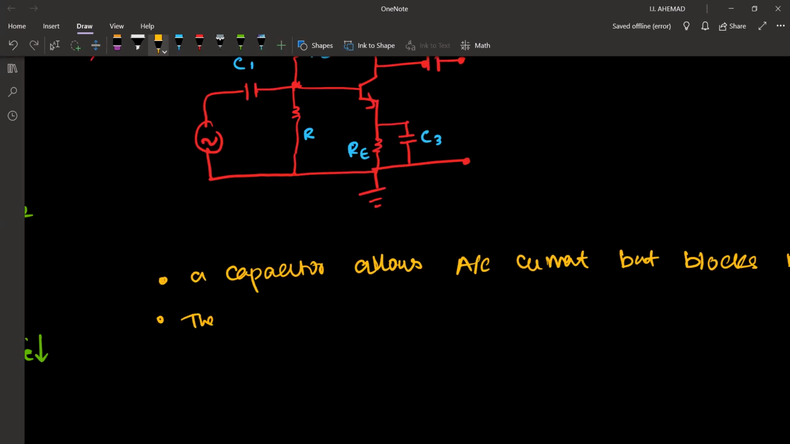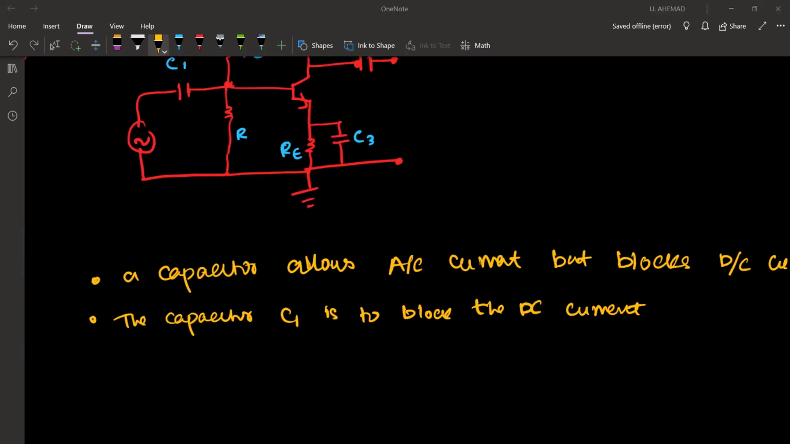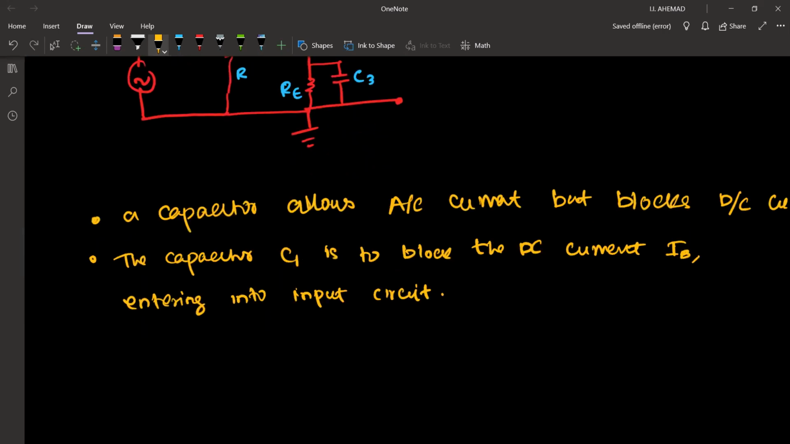So let's write the capacitor C1. The capacitor C1 is to block the DC current IB entering into the input circuit, but allow the AC input.